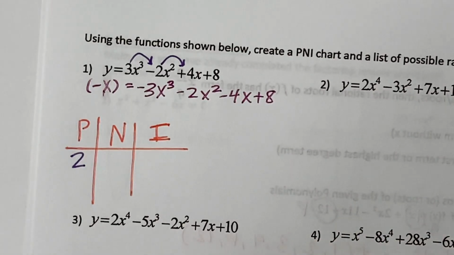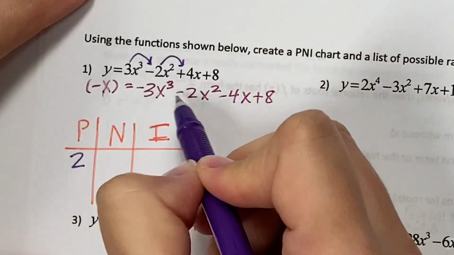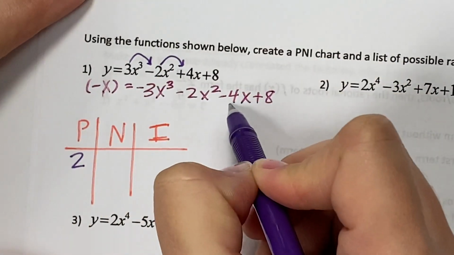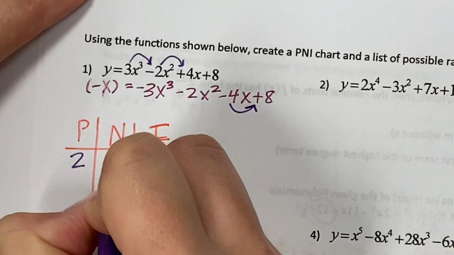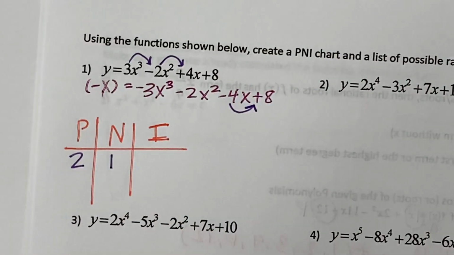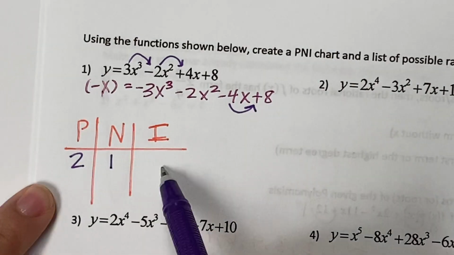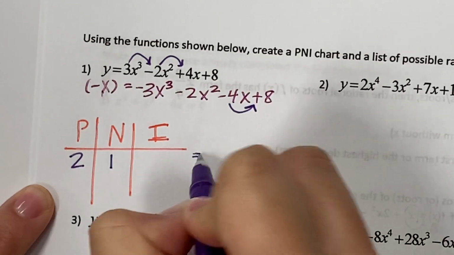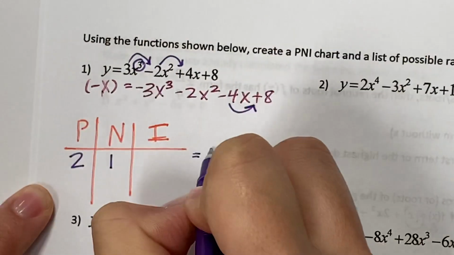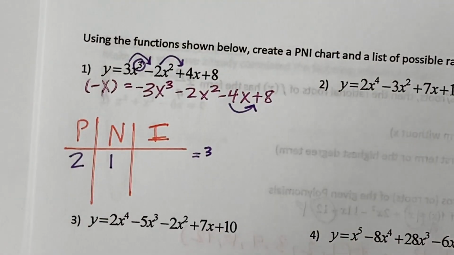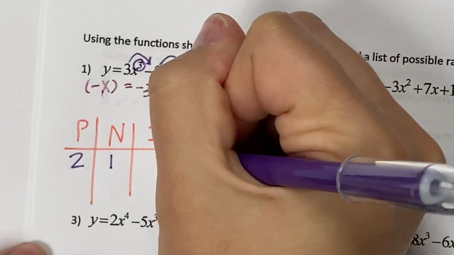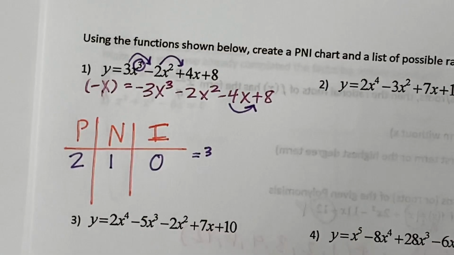So now I need to count those. So negative to negative, negative to negative. Oh, here's a change, negative to positive. That means there's one negative root. Your whole row has to add up to the highest exponent. So ours here is 3. 2 plus 1 is already 3, so my imaginary roots are going to be 0.